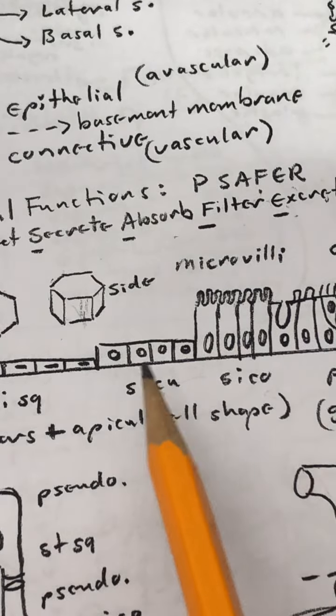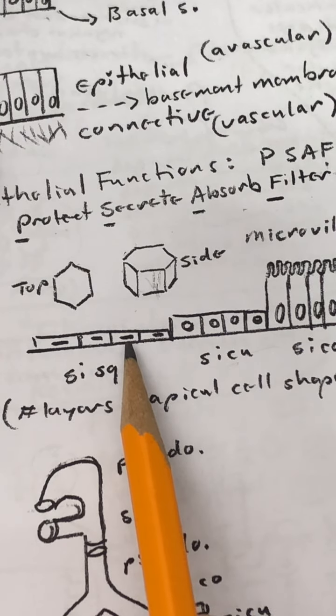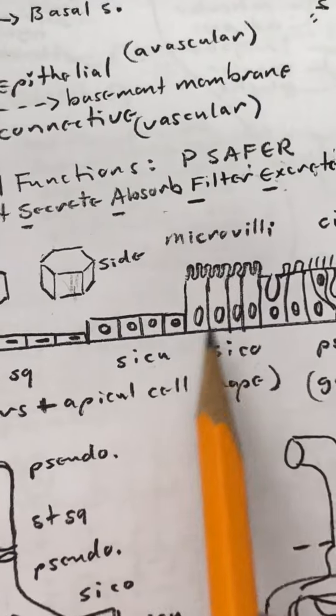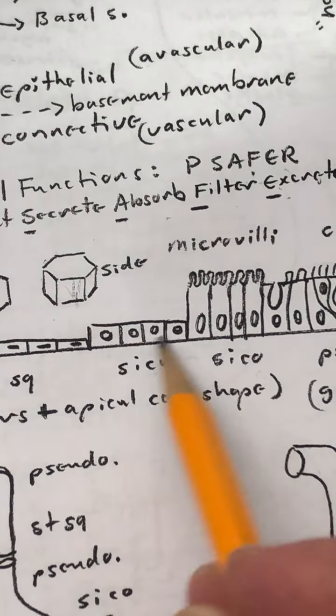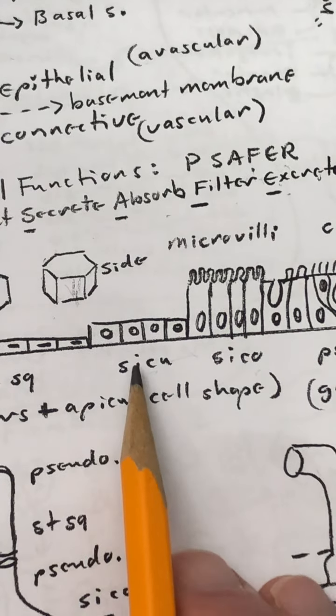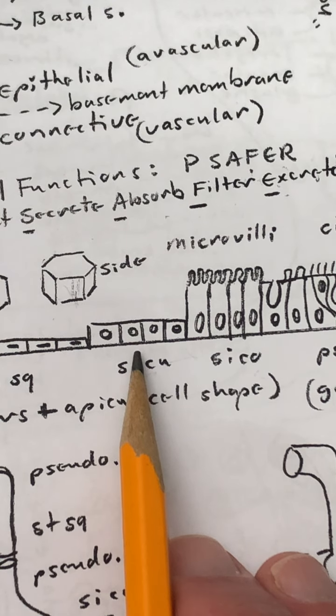Simple cuboidal. These things are as wide as they are tall. In simple squamous, the nuclei tend to be flattened out. In simple cuboidal, the nuclei tend to be round and spherical because there's more shape to the thing. These are commonly found in areas where a duct is just a pipe that's going to drain something from the area, or sometimes more complicated than that.